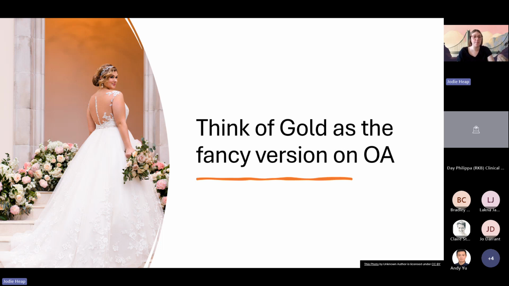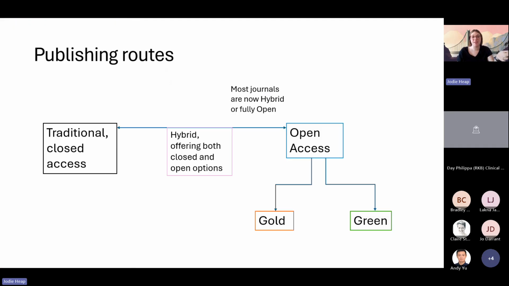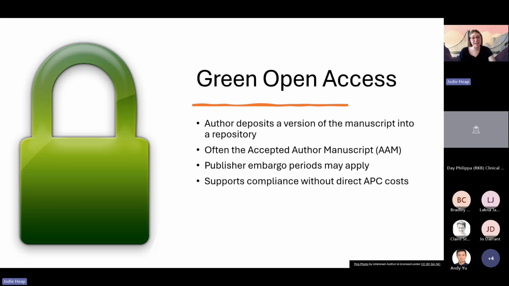So again, I'm just going to flip back a few slides to this publishing routes slide. Open access, you've got your green and your gold routes. Gold is fancy, but she does cost a bit of money. Alternatively, we have green level open access. Okay, and I love green. Green's my favourite. She doesn't cost any money and we still achieve that open access element.